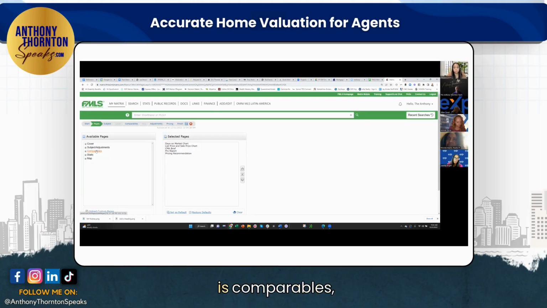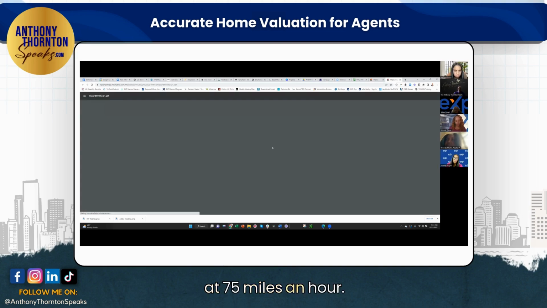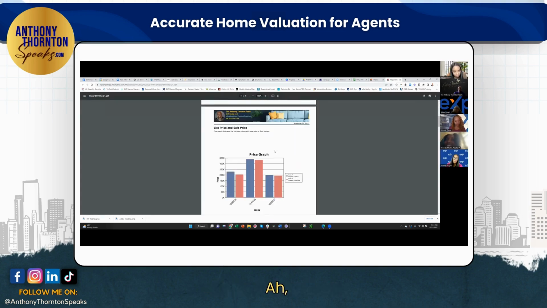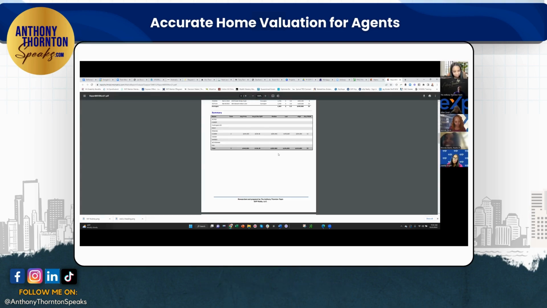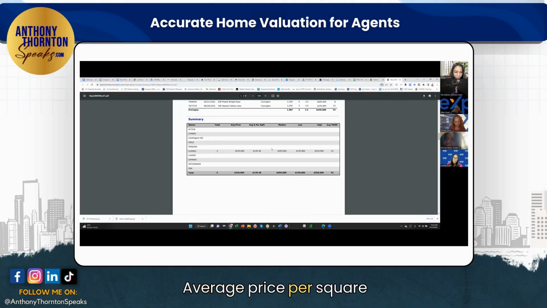The only thing I care about is comparables, which I already have set up. I click finish. I go to page 3 on my report and page 7. I'm doing this driving at 75 miles an hour. The only thing I care about is what? The price per square foot. The average price per square foot is $139.38.